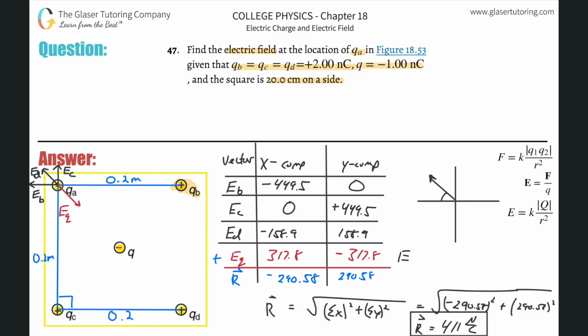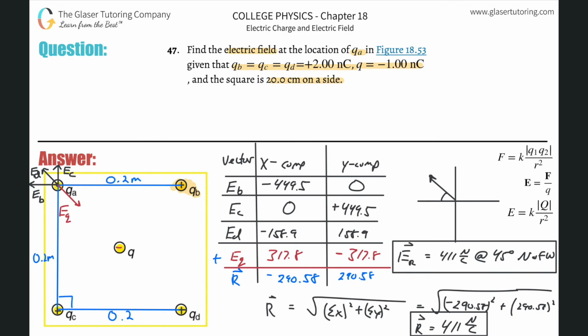All right, so the resultant electric field here should be equal to 411 newtons per coulomb at, I'm going to write it as 45 degrees north of west. All right, and you could have written that as 135 degrees from the positive x-axis. Doesn't matter. They're the same thing.